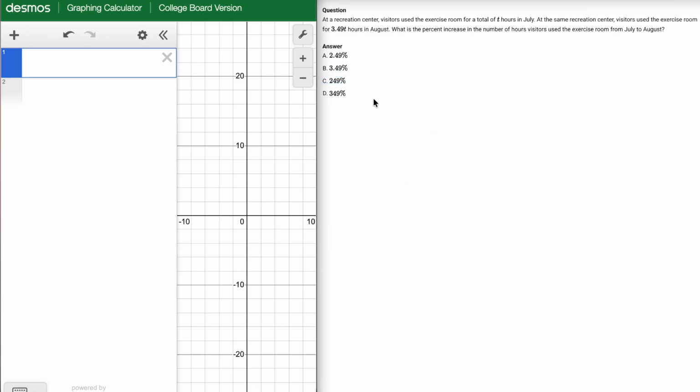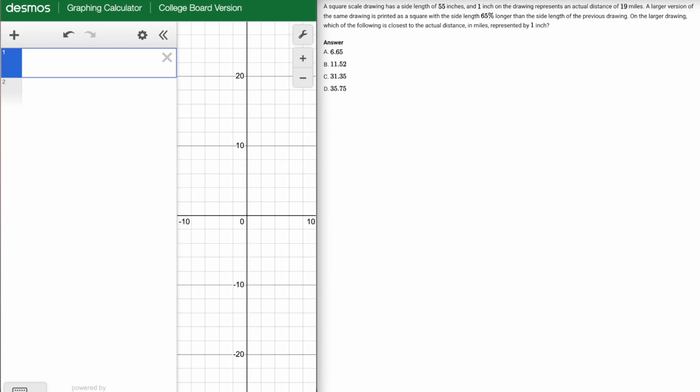So the next problem here says a square scale drawing has a side length of 55 inches and 1 inch of the drawing represents an actual distance of 19 miles. A larger version of the same drawing is printed as a square with a side length 65% longer than the side length of the previous drawing. On the larger drawing, which of the following is closest to the actual distance in miles represented by 1 inch?